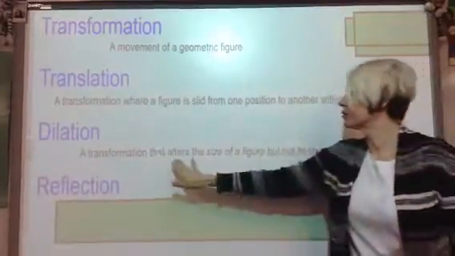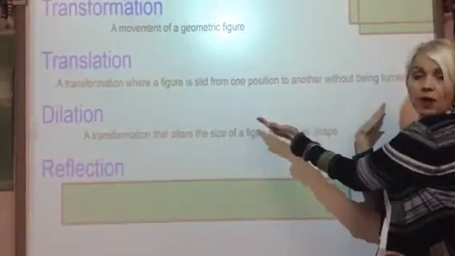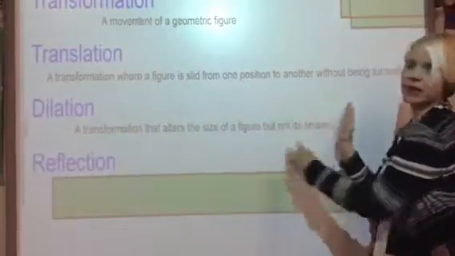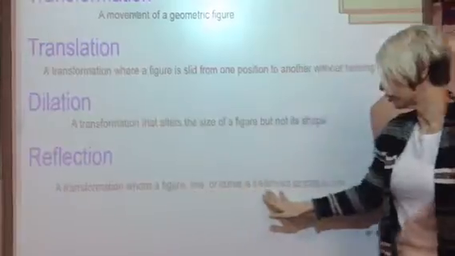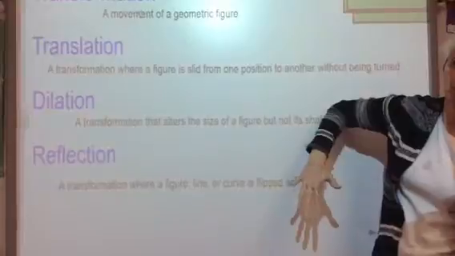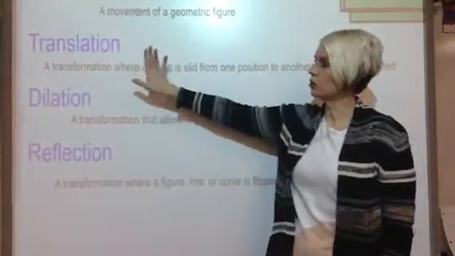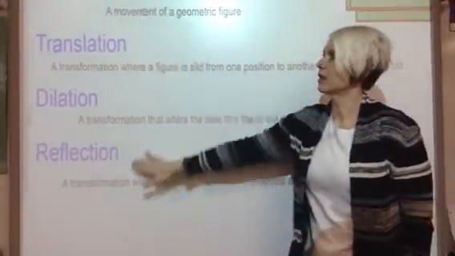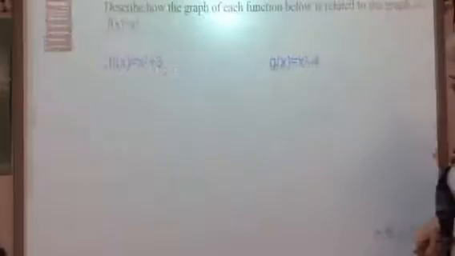Dilation is a transformation that alters the size of the figure but not its shape. So you're going to see that parabola either open up and become wider or compress, stretch, and become narrower. And we're going to talk about the words for those. And then a reflection is a transformation where a figure, line, or curve is flipped across a line. So that parabola is either going to open up or it's going to reflect and open down. So we're going to apply all of these 3 terms to parabolas. You won't see any rotations today. We're just going to focus on these 3. So as I said, there's 4 transformations. We're going to throw out the rotation, and those are the 3 we're going to focus on.